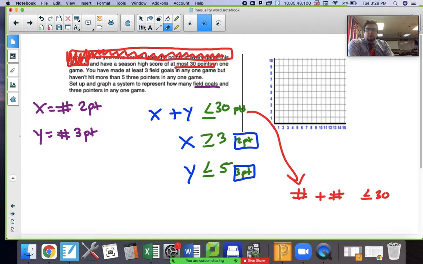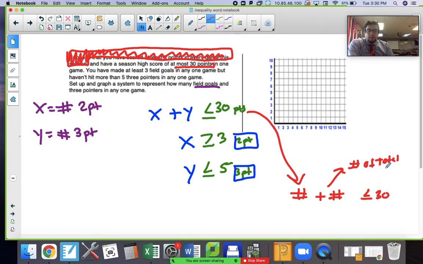Unfortunately, the units don't match up. The number of 2-pointers and the number of 3-pointers don't give us 30 points. This would tell us the number of total baskets, which we could probably do some math on to find the points, but it doesn't tell us the points directly.